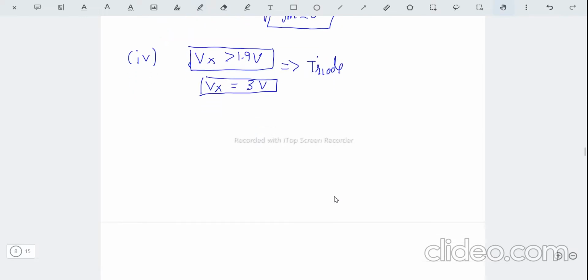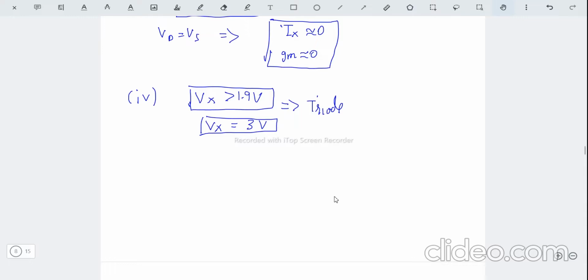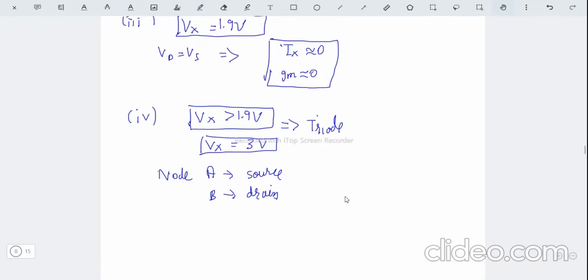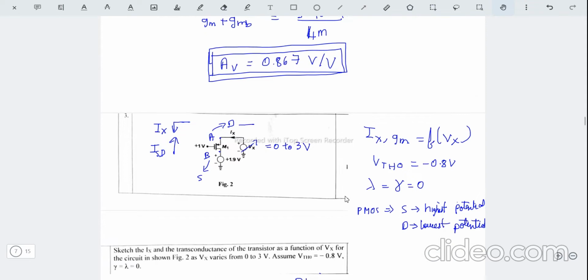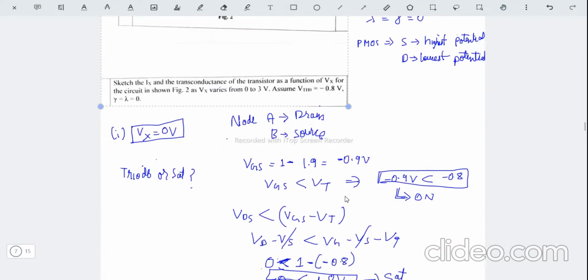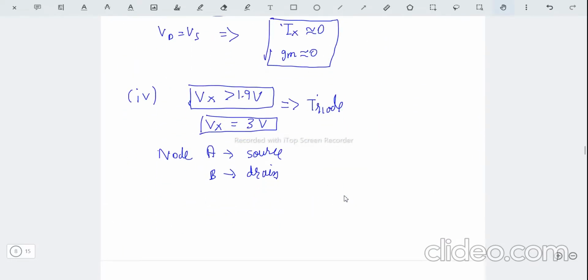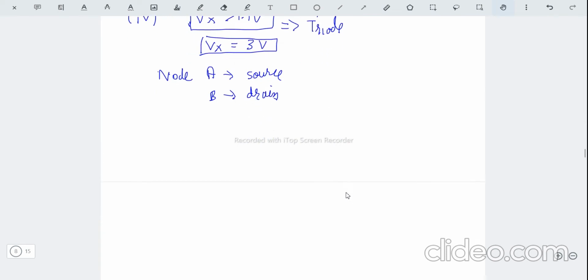So now for the current and transconductance equations, we have to use the current equations in the triode region. So now node A would be source and node B would be drain. Now these two got interchanged. The reason is simple: in PMOS, source is at highest potential, drain is at lowest potential. So now we have to obtain ultimately Ix and Gm in terms of Vx.